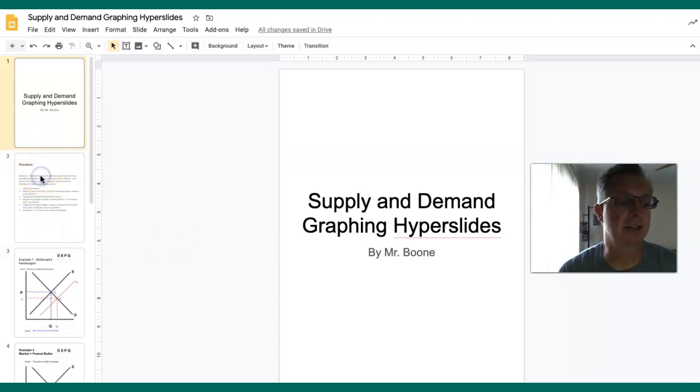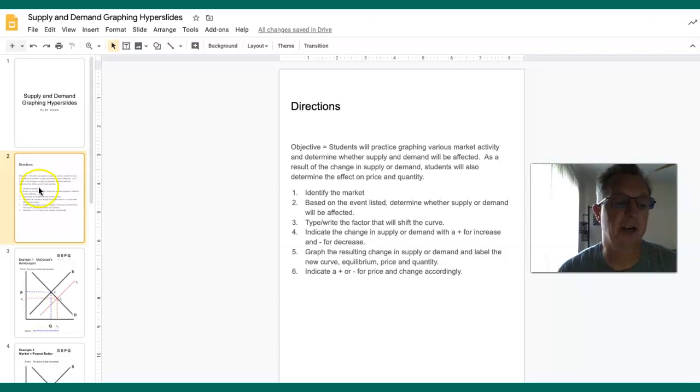Here are your directions on the second page. I'm going to go over an example with you on how this works, but the steps are identified here. Your objective today will be to practice graphing some supply and demand graphs as far as market activity goes and determine whether supply or demand will be affected. As a result of the change in supply or demand, you will also determine the effect on price and quantity. So these are the steps I'll be going over in this example, so refer back to the directions.